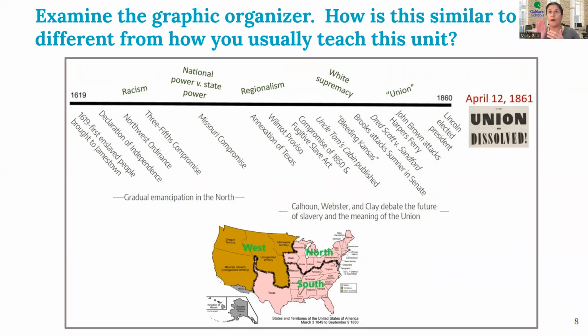And you'll notice above the timeline in green, we have some big themes. These are themes and issues that had really been a part of the fabric of the US since the beginning of colonization. Kids have a chance to look at not only the specific events, but also these themes and issues that had been boiling at the surface and just under the surface for hundreds of years.